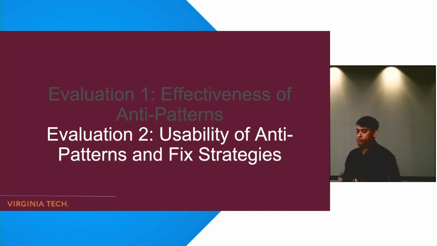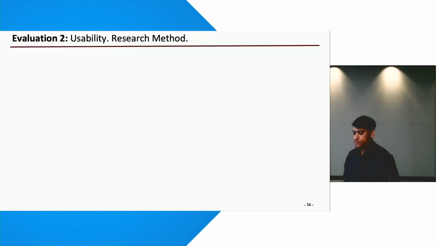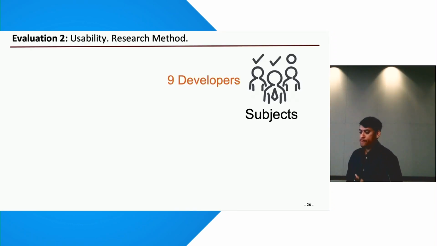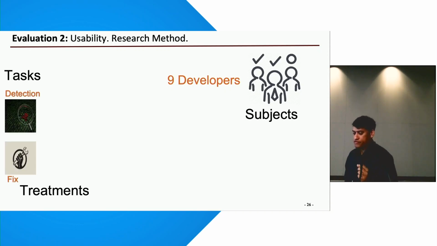Now let's see how we performed our usability study. For this experiment, we asked 9 open source software developers to perform real-world ReDoS detection and fixing. They performed the task over their own regexes from open source projects that they have contributed to. We had two types of tasks. The first one was detection, and the second one was fixing.